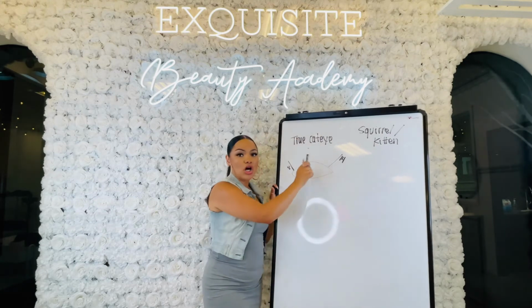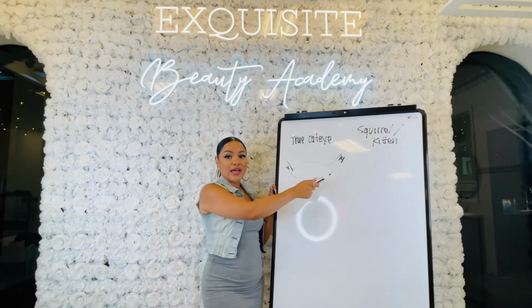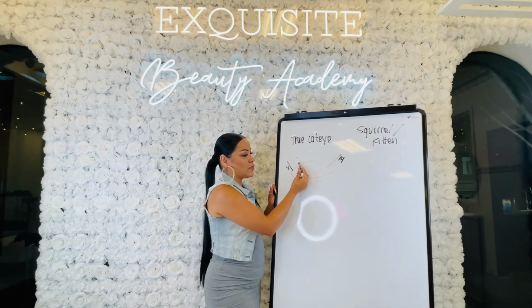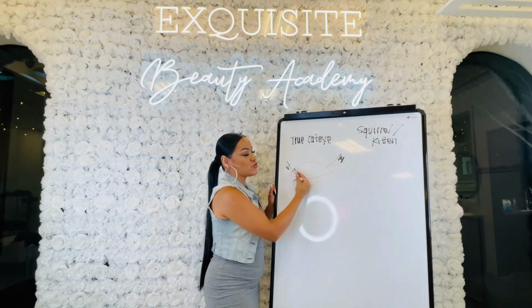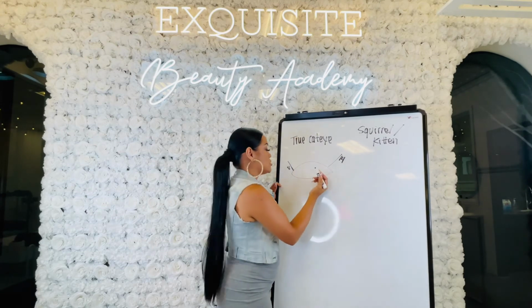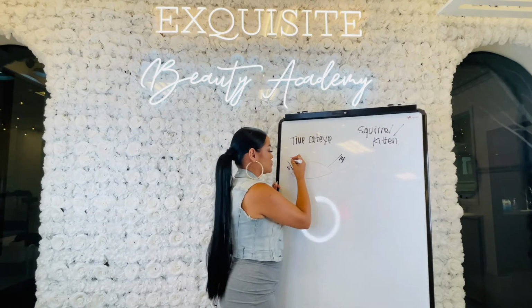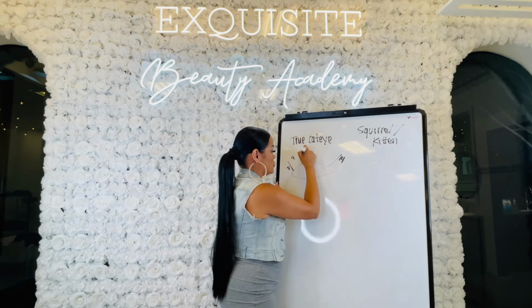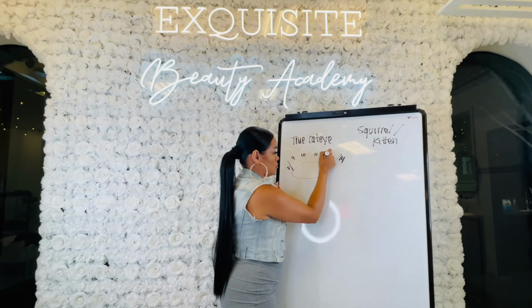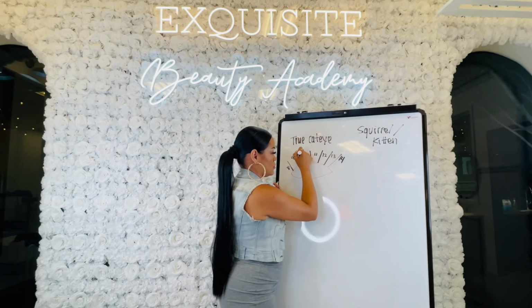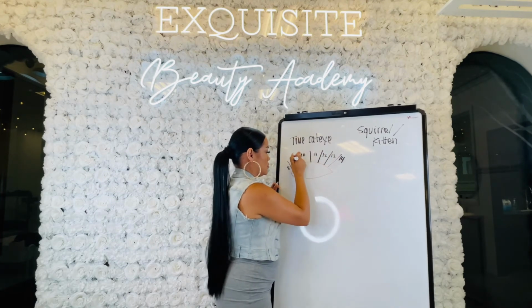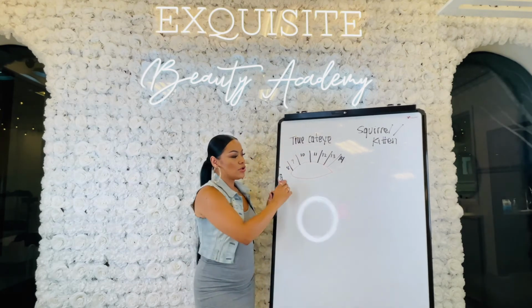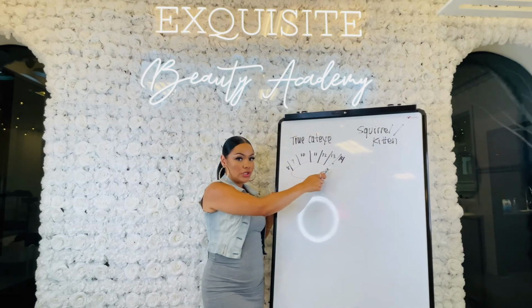You want to use a lot of transition sizes for a cat eye because you want to keep this part here very short so that it gives that true length on the outer corner. So now we'll fill in the blanks. So this is what your true cat eye map would look like.